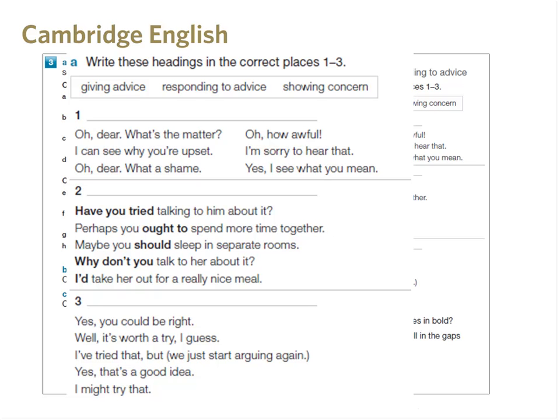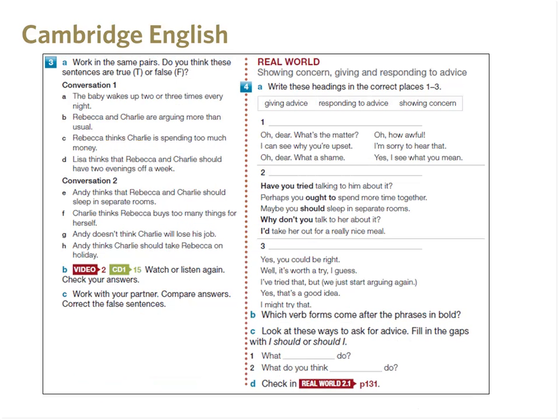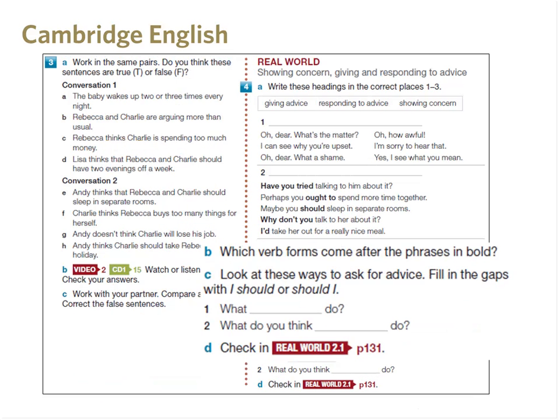And incidentally, the language that we use in these are all been heavily researched in the Cambridge International Corpus, where we can look through millions, if not billions, of words of English to check what kind of language people use in these situations in real life. Okay, and then we do a little bit about the grammar and look at fill in the gaps with I should or should I. So the difference between what should I do and what do you think I should do.